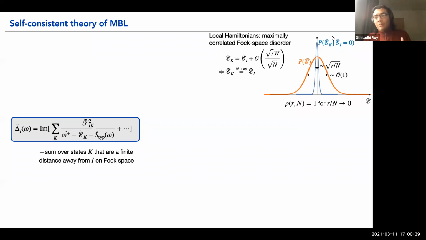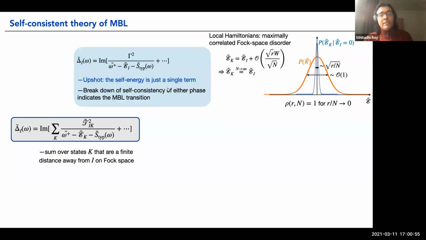What that means is once I do the rescalings with respect to tilde, the conditional distribution of ek tilde given ei tilde becomes a delta function. What that means is in the thermodynamic limit, Ek tilde is effectively equal to Ei tilde. And this is a major simplification because now the self energy is just a single term. So from here to here, I have replaced these Ek tildes by Ei tildes following this argument. And then I have a sum over all the neighbors of K, of which there are n of them. So that removes this tilde, and I'm just left with this gamma square.